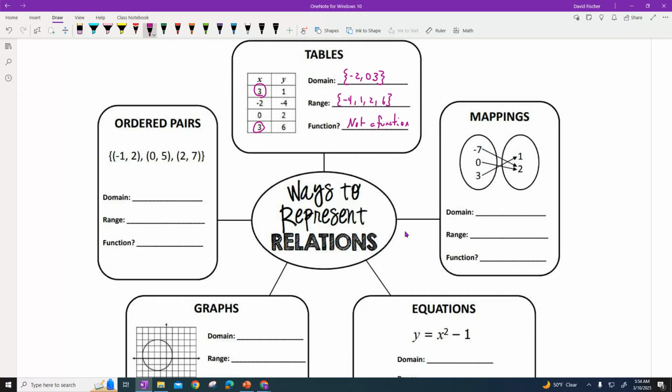to explain. Domains here, individual coordinates, looks like they're all in order. Negative 1, 0, 2. Range, they're also in order, so that was nice. And now function, I'm just looking at my x's. Don't see any repeated, so yep, it's a function.